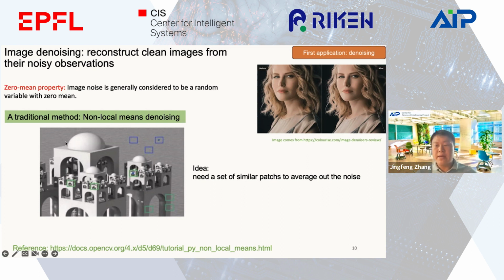Because of this zero-mean property, traditional methods in OpenCV commonly use non-local means denoising. The idea is simple. Given an image, we find similar patches, then average out the noise.